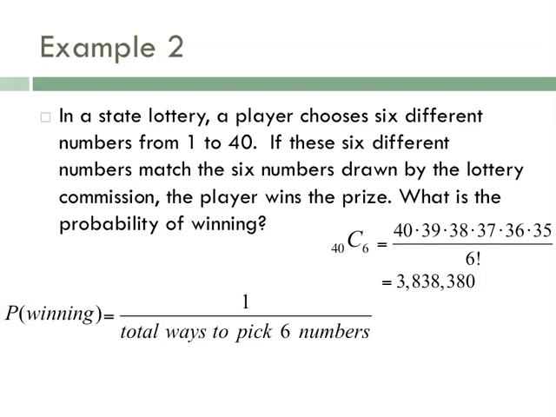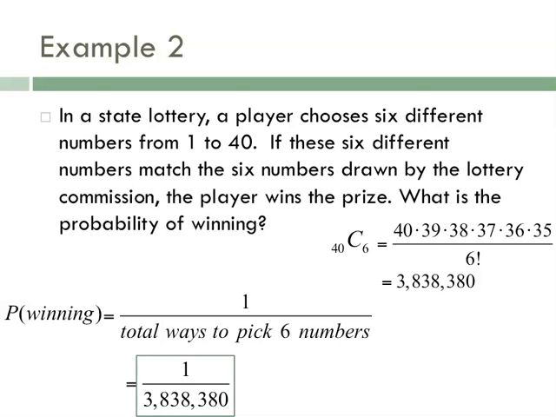Okay, so in order to figure out the probability of winning, that means there is one way of picking those 6 numbers. And how many ways are there to pick those 6 numbers? 3,838,380. So what are your chances of winning? 1 in 3.8 million.